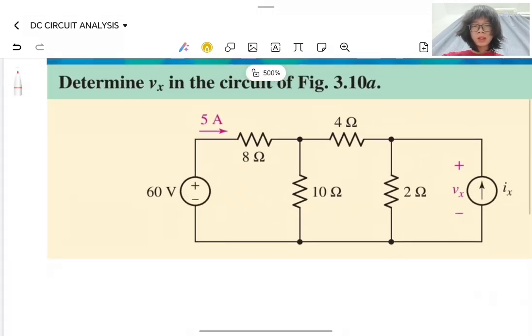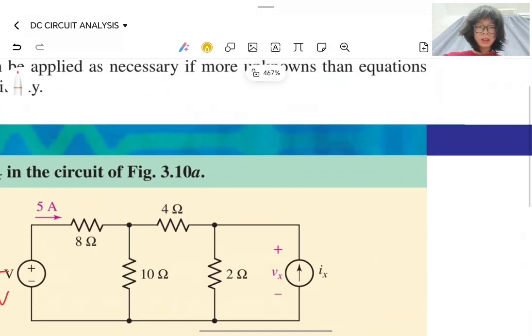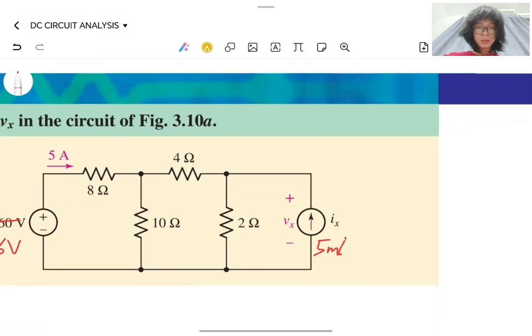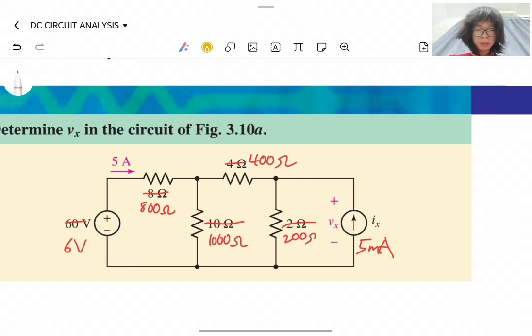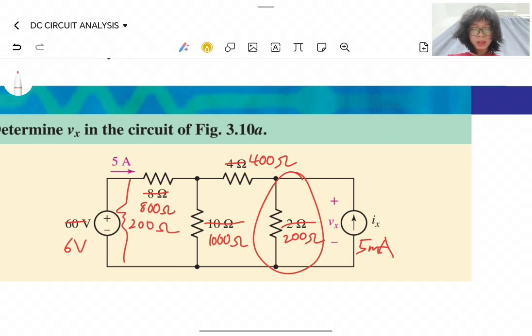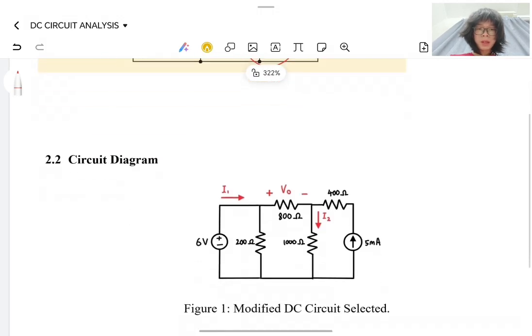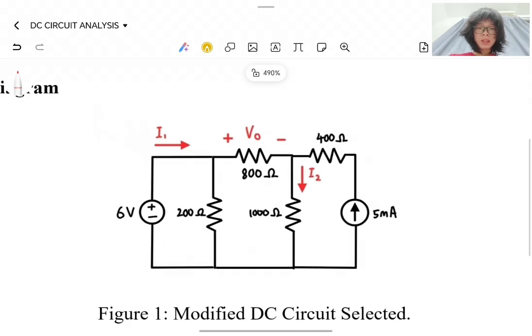First, we set the voltage source as 6 volts and fix the current source at 5 milliamperes. Then we scale all resistance values by a factor of 100. So this will become 800 ohms, 1000 ohms, 400 ohms, and 200 ohms. And then it will be relocated to be in parallel with the voltage source, like this. This adjustment keeps the branch currents within the practical milliampere range. And as shown on the screen, this is the final circuit.